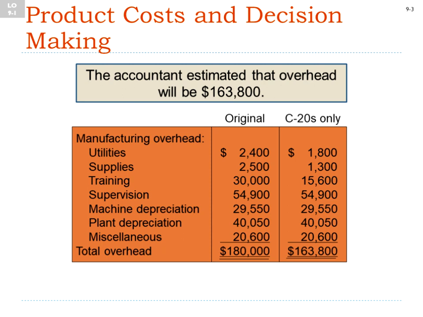So this slide breaks down the overhead a little bit more. As we saw in the prior slide, total overhead was 180. And overhead, if they decide to drop the C-27s, is going to drop to 163,800. So a lot of people might have expected overhead to drop by half, right?